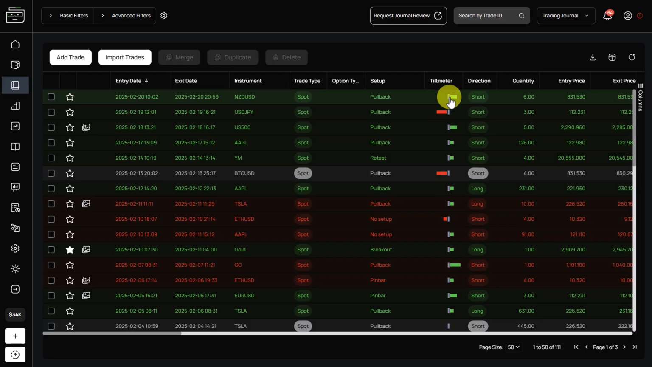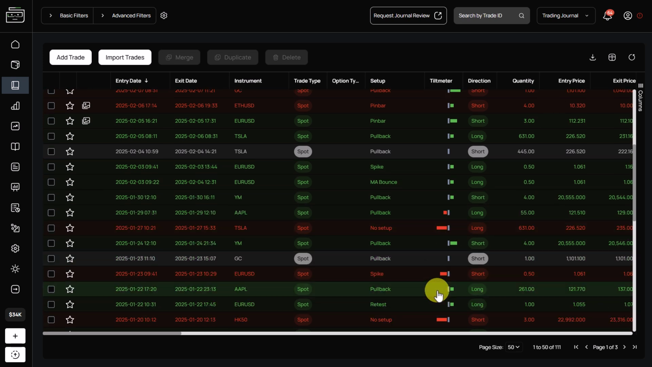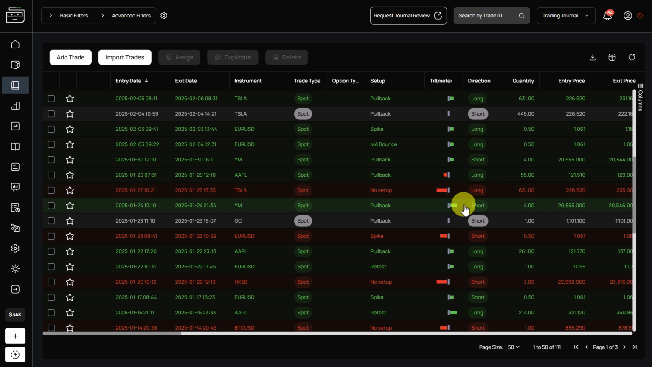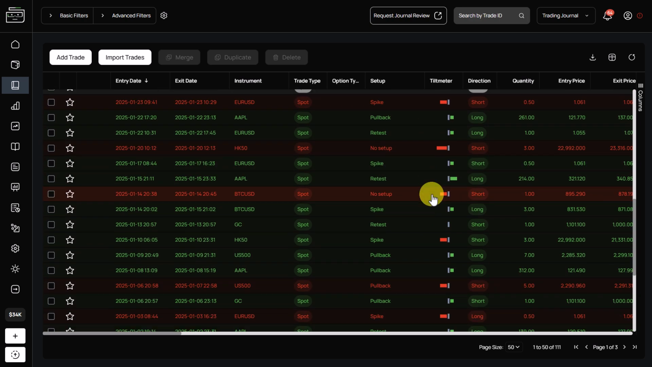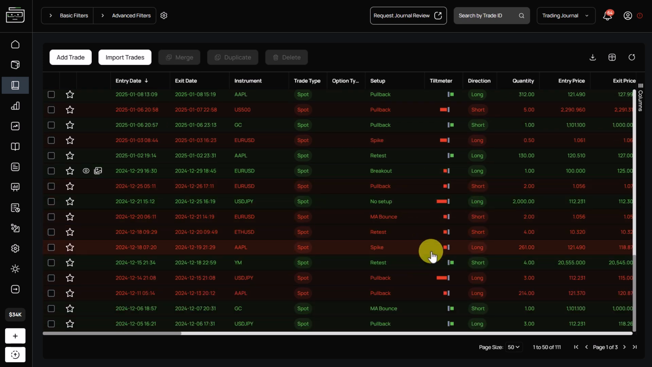The tilt meter in our journal shows you trade by trade how your trading discipline is progressing over time. A green tilt meter shows that you have followed the trading rules on your trade, whereas a red tilt meter shows that you have repeatedly broken your trading rules. And that way you can very nicely follow your discipline over time and spot weaknesses in your trading right away as soon as they occur.